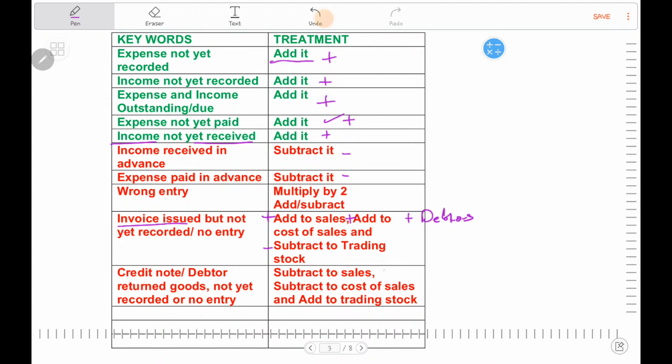We are going to subtract from the sales, then we're also going to subtract from the cost of sales. But then since those goods are returning back to the business, it means those goods must be replaced back to the storeroom, meaning that trading stock is going to increase. But then what will happen to debtors control? Debtors control will decrease because the amount of money that was owed by the debtor for those goods returned will be reversed.